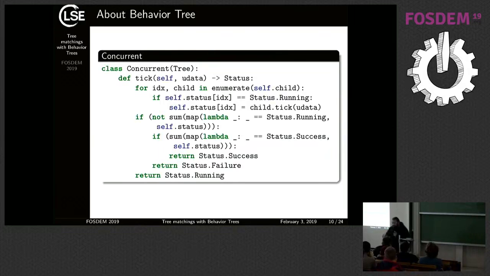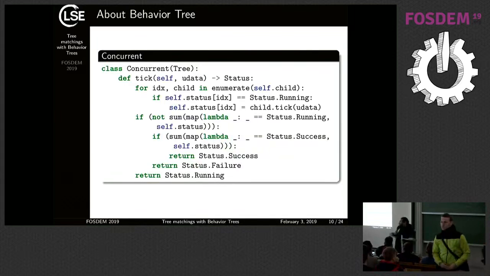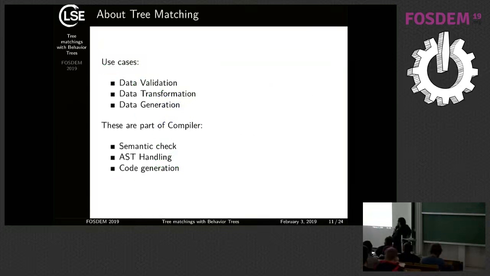So with this kind of abstraction, I could, in a synchronous way, manage asynchronous processes, notably with the concurrent abstraction. So this is the presentation of the concept of behavior trees. And now, how to use it in a precise use case, that is tree matching.